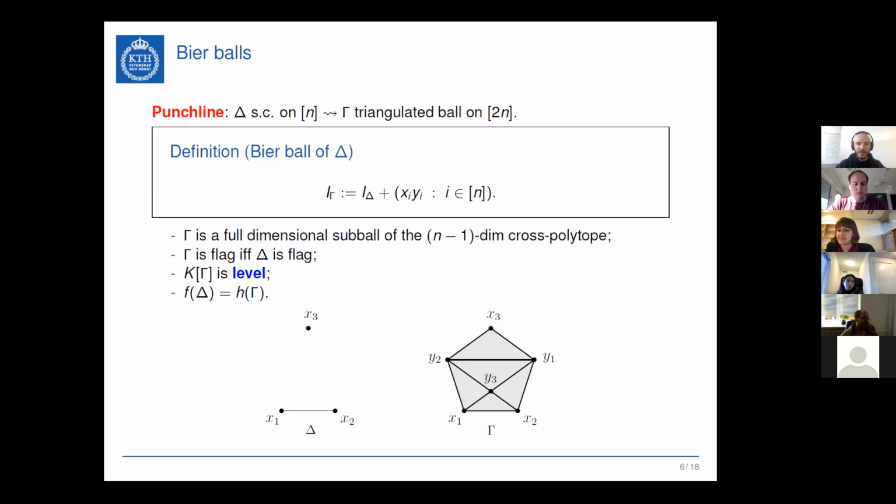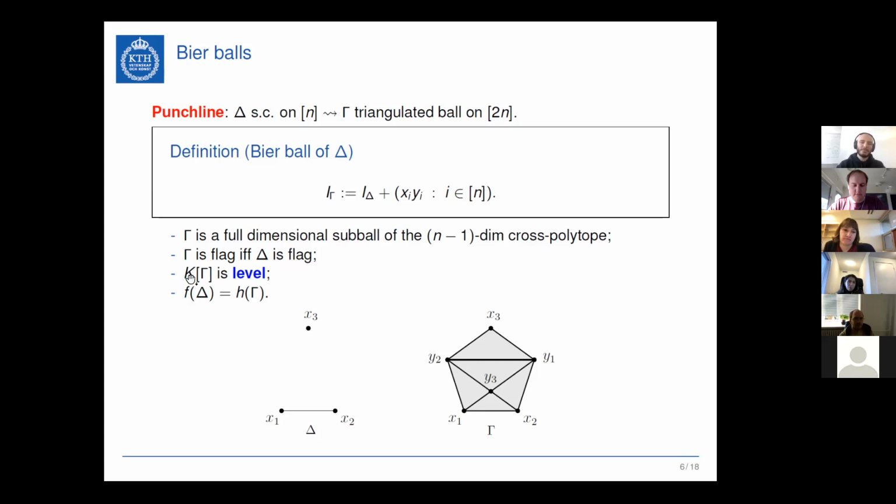Yeah. Let me do a very easy remark. Since I'm adding monomials of degree 2 to I of delta, if delta is flag if and only if gamma is, right? So if there is a minimal generator which has degree higher than 2, then it must already be in I of delta.